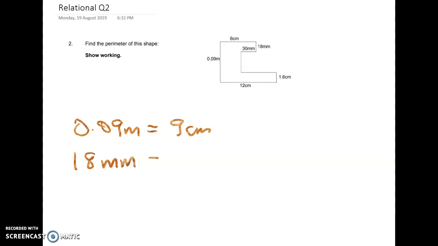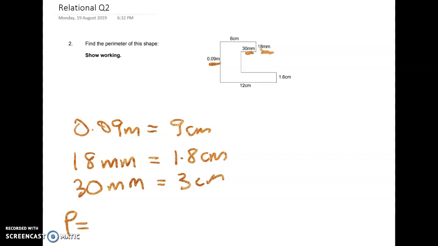18 millimeters is equal to 1.8 centimeters. 30 millimeters is equal to 3 centimeters. So I'm changing this one, and this one. And now I'm pretty good to go. So the perimeter, I'm just going to tick off the sides as I go. Well, the first one here is going to be 9 centimeters. And if you look over here, I've got exactly that same length with those 3 bits there. Okay, so it's 9 plus 9. So that's tick, tick, and tick.